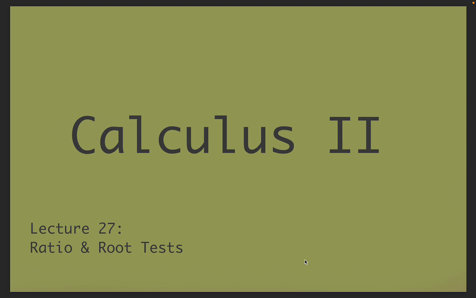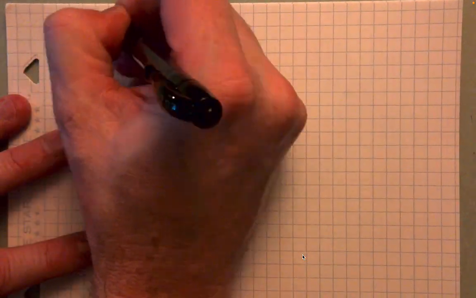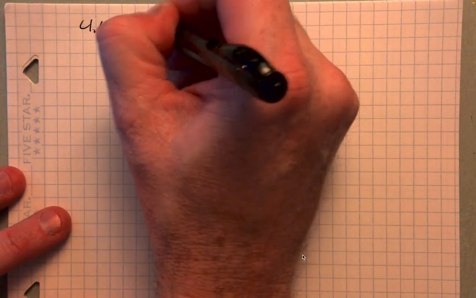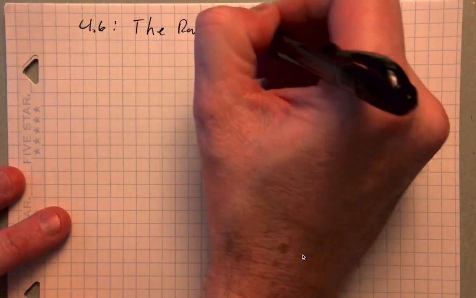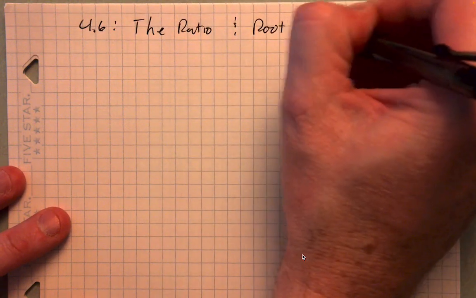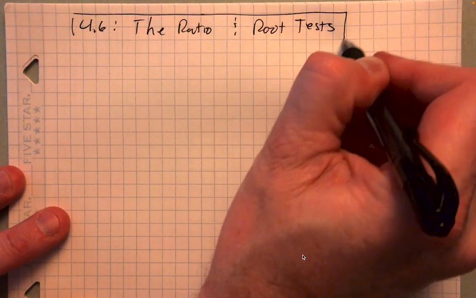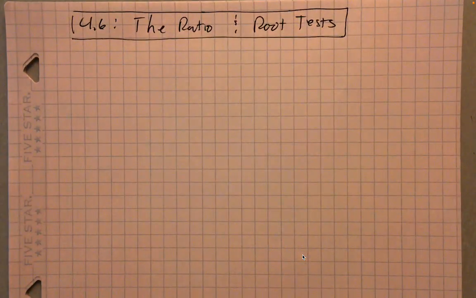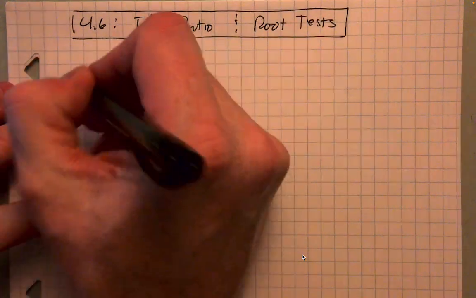Okay, so let's go ahead and jump into it. We'll call this section 4.6, the ratio and root tests. The first thing we want to do is distinguish between absolute and conditional convergence. This is something that was hinted at in the previous lecture when we talked about alternating series, but we formally define it here. All right, so let's start with that.